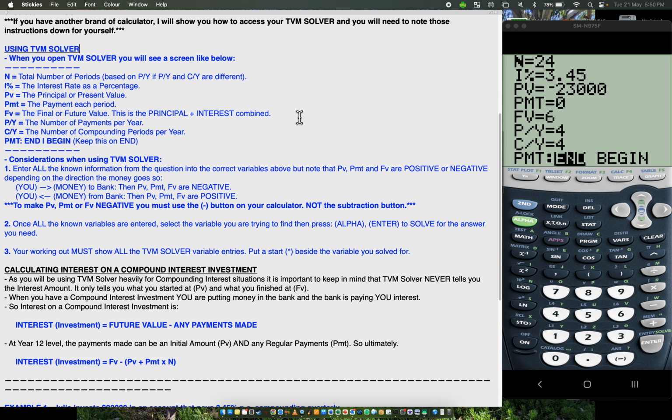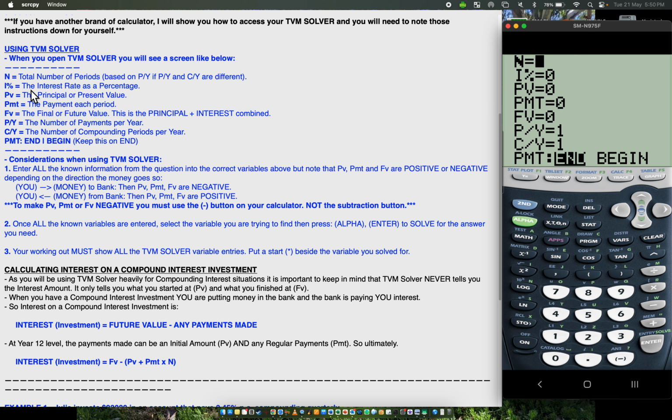When you open TVM solver, you'll see a screen like below. Here it's been filled in with numbers already. The defaults, if you want to start from scratch, are all 0, except for the bottom 2. The bottom 2 will stay at 1, because they don't let you be 0, okay? Defaults are 0, 2 ones at the bottom, and END for PMT.